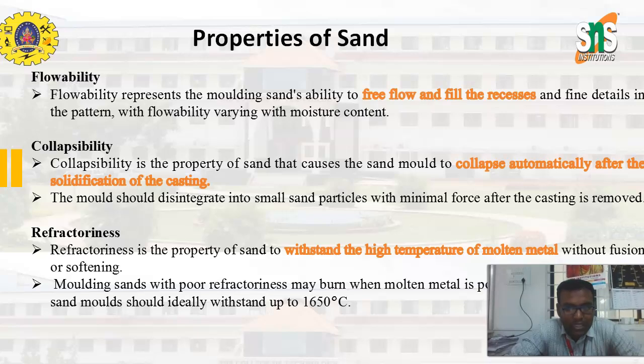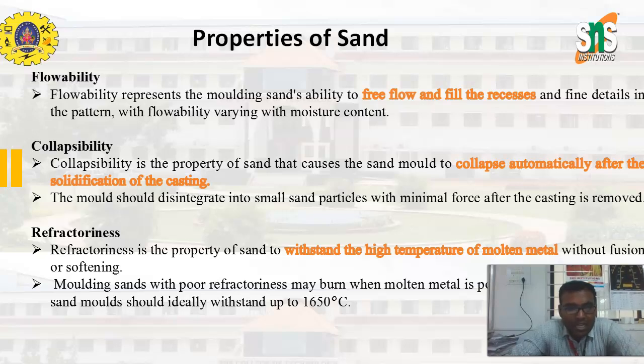Next one is collapsibility. Collapsibility is the property of sand that causes the sand mold to collapse automatically after the solidification of the casting. The mold disintegrates into small sand particles with minimal force after the casting is removed.